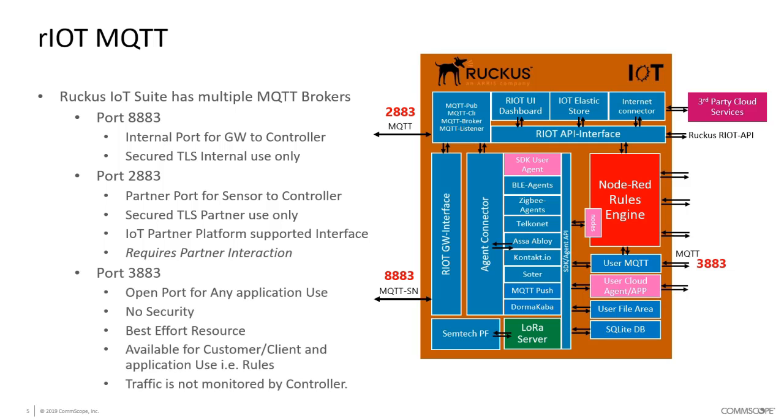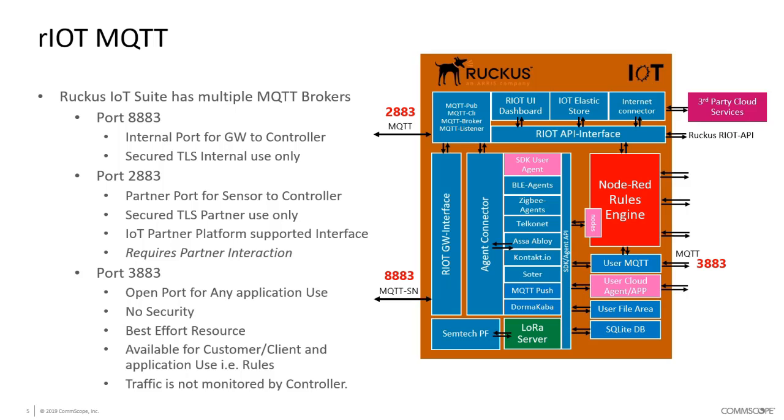The third port or MQTT broker that is available is actually more of a generic open broker. So this is available for anyone to use within the rules engine, the application, or anywhere within your local area network. It is an open port. It is open for anybody to use. You can subscribe or publish to that port as you see fit. The resources are provided on a best effort. There is no quality of service attribute set on that port. It is fully open and available for anybody to use.